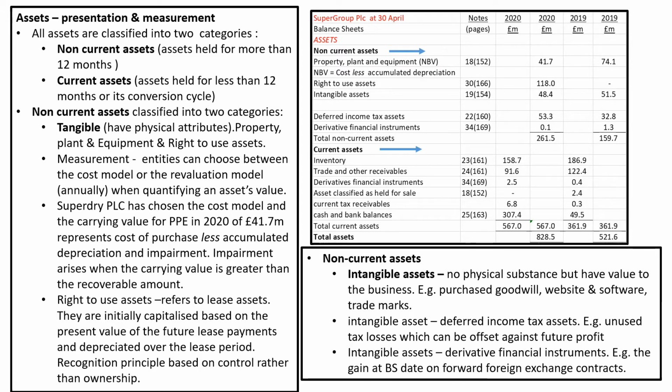Another is derivative financial instruments, and these are the gain at the balance sheet date on forward exchange contracts. In other words, the company has, at 30th April, shown a gain on these exchange contracts.